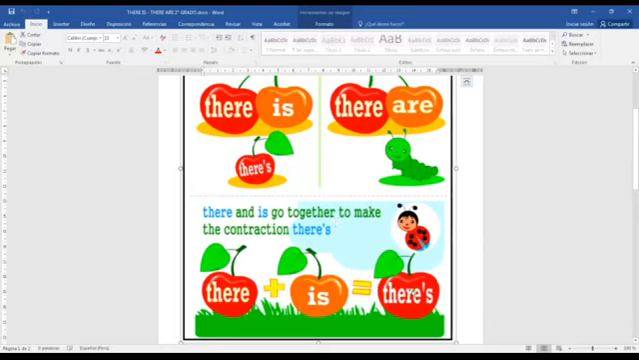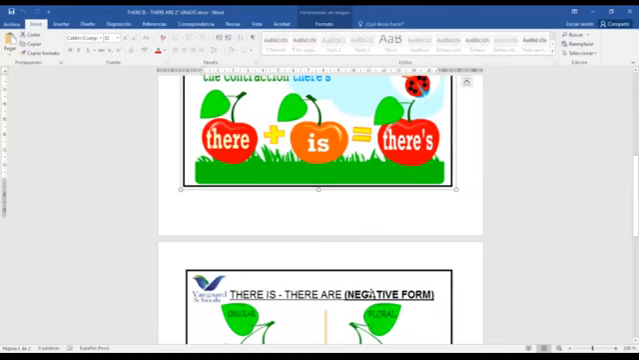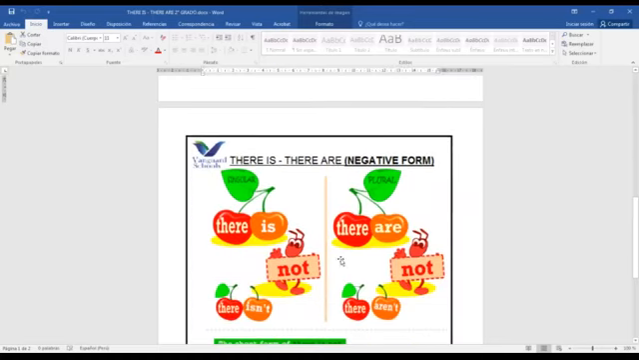que sonaría así. There's. ¿Ok? El significado es el mismo. There is. We use there is for singular noun. So now we are gonna talk about negative form. There is, there are, but this is a negative form.